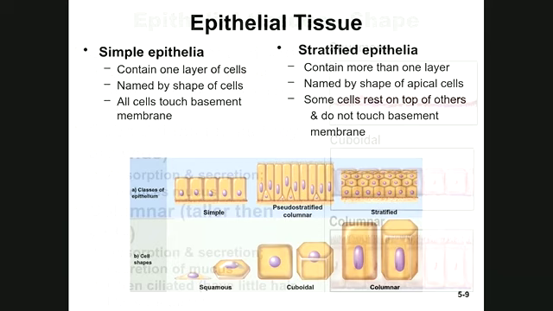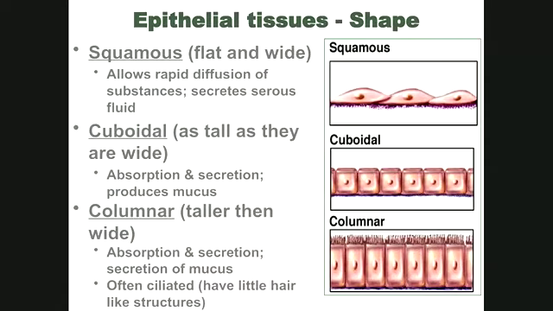In this picture, you can see the shape of the cells. Here you can see the squamous or flat cells. They are flat and wide. They allow rapid diffusion of substances, and they can secrete serous fluid. Here you can see the cuboidal cells. They are cube shape, and you see that their height and their width are somehow the same. They can do absorption, secretion, and mucus production.